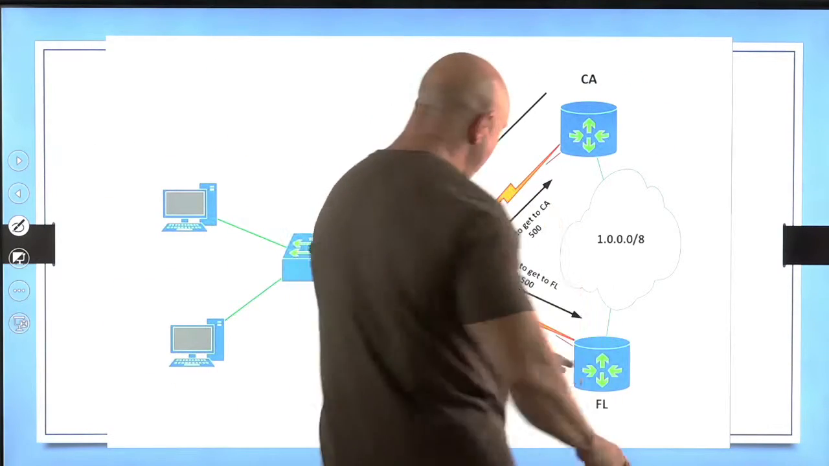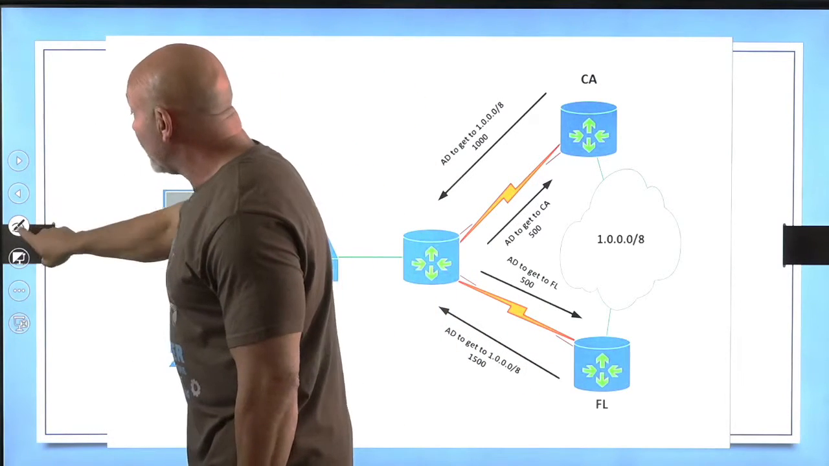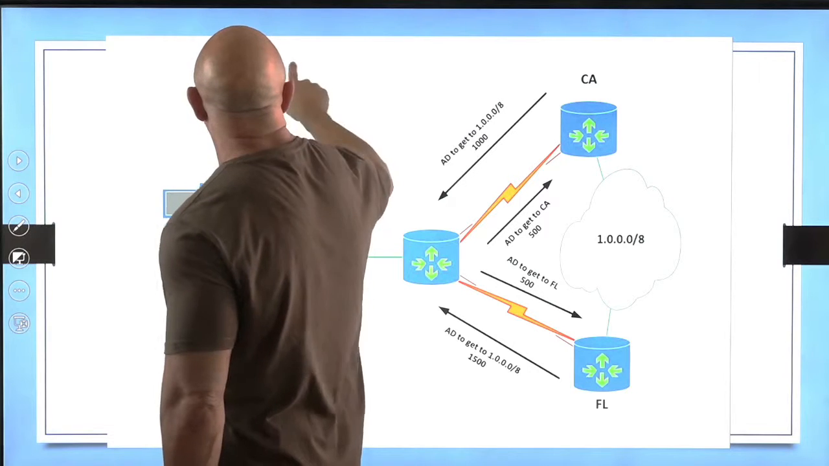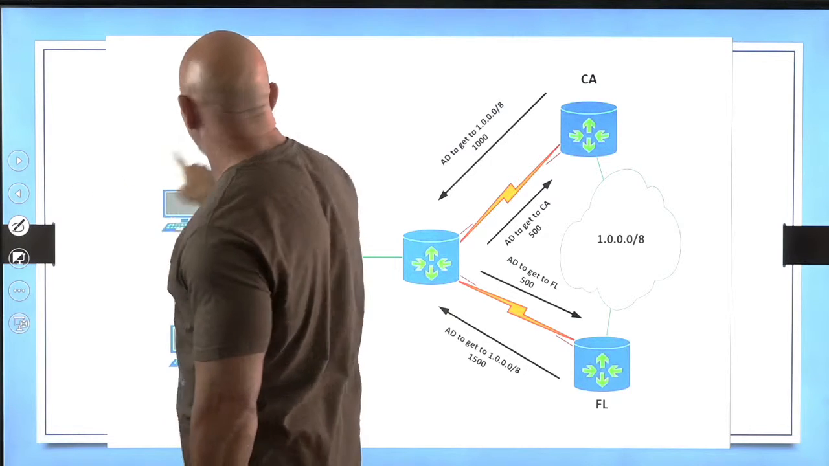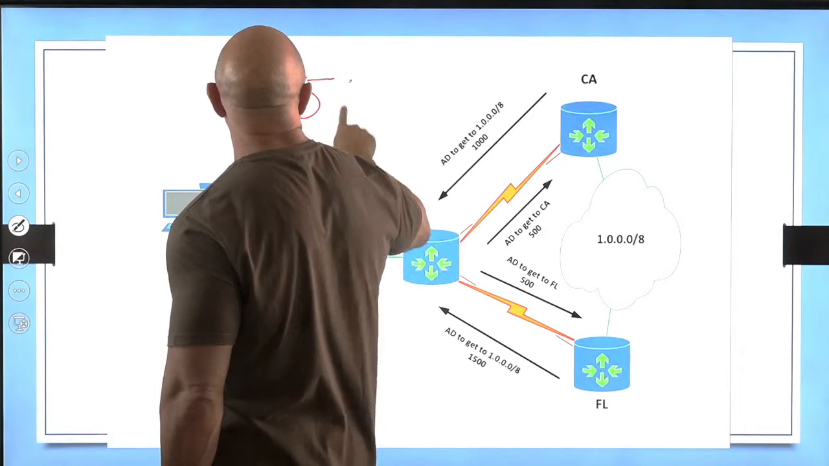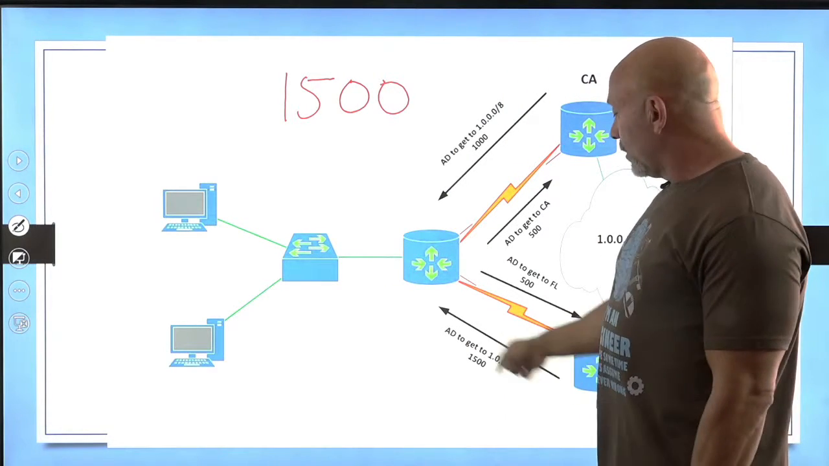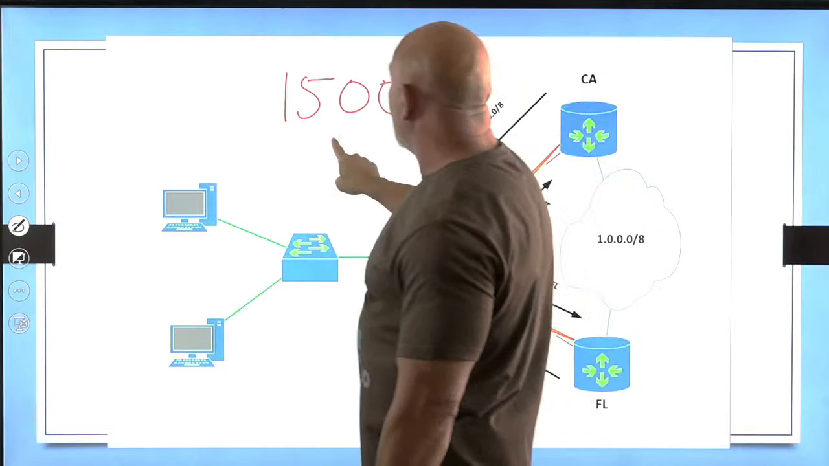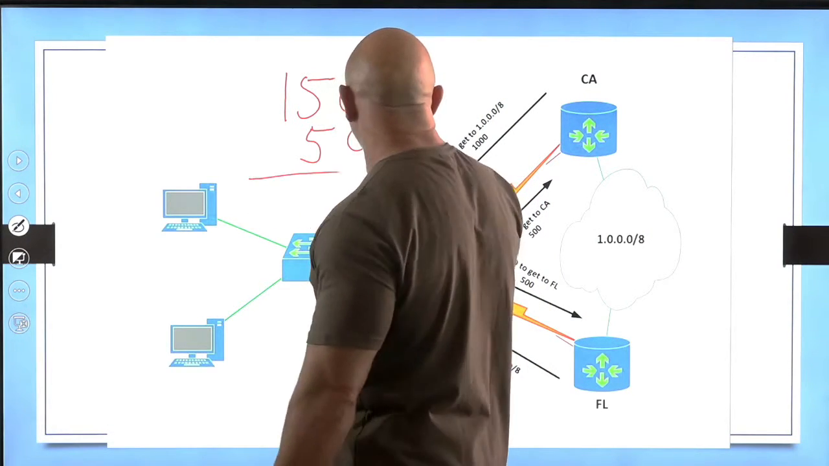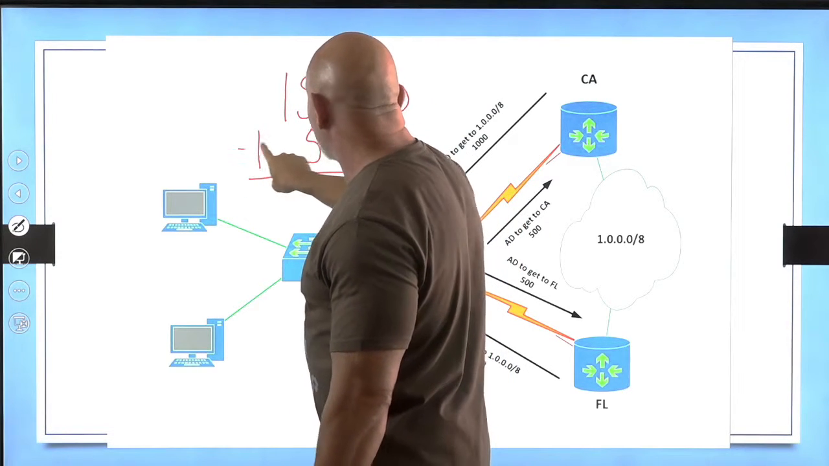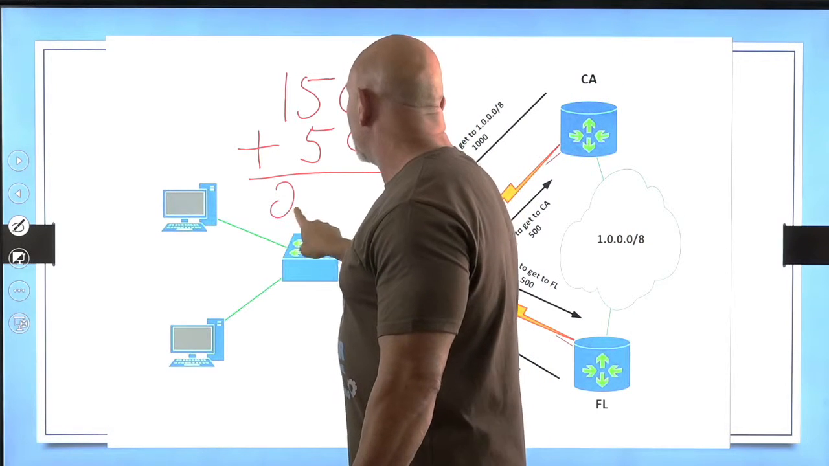Now let's calculate Florida. No problem. Florida is 1,500 to begin with. That's the advertised distance right there. That's what Florida is saying: hey, you want to get over here, it's going to cost you 1,500. And for me, the metric is the same, 500. So if I add those two, let me see if I can make a better plus so you guys don't laugh at me. There you go. It's going to be 2,000.